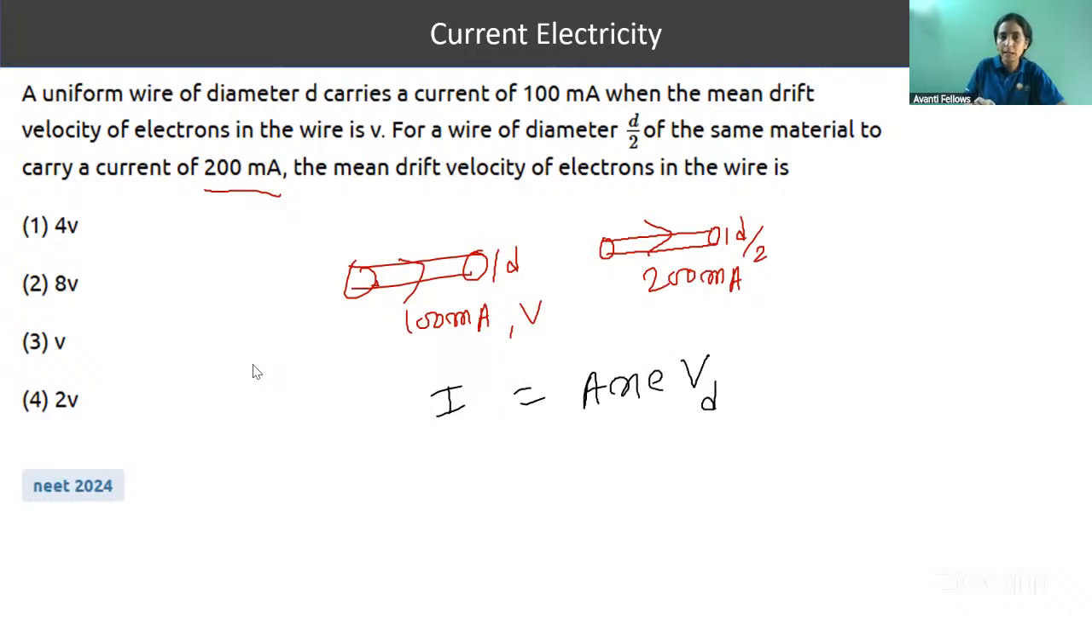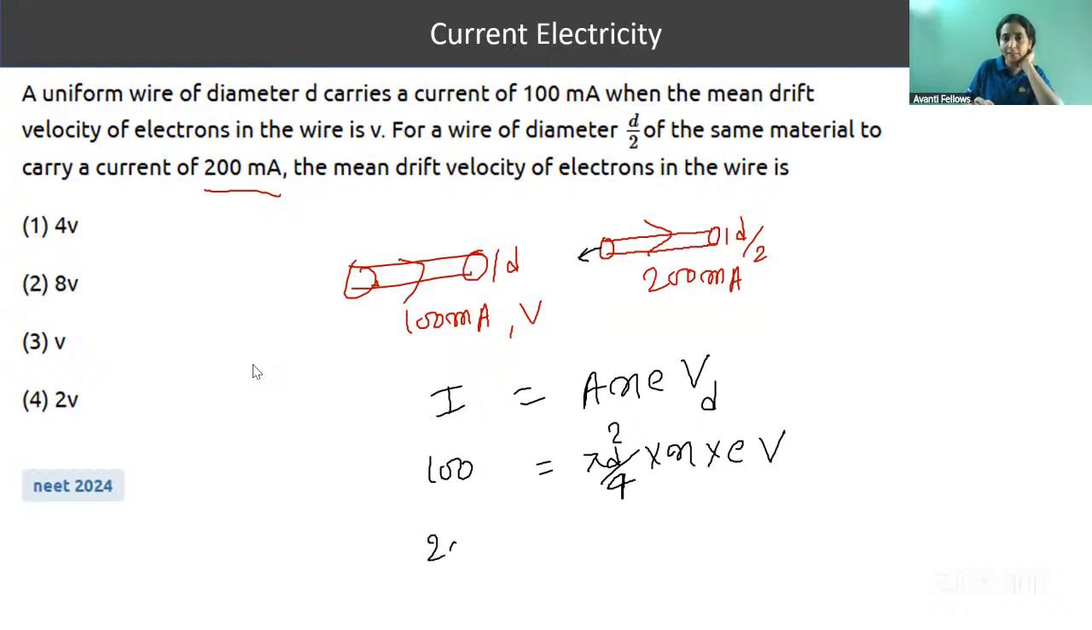So in the first case, I is 100 milliampere. I'm keeping milliampere as milliampere. What will the area be? Area is the cross-sectional area. So in the first case this will become pi d square by 4, because diameter is d, radius will be d by 2. Okay. n is the number of free charge carriers per unit volume, n into e into vd is v.